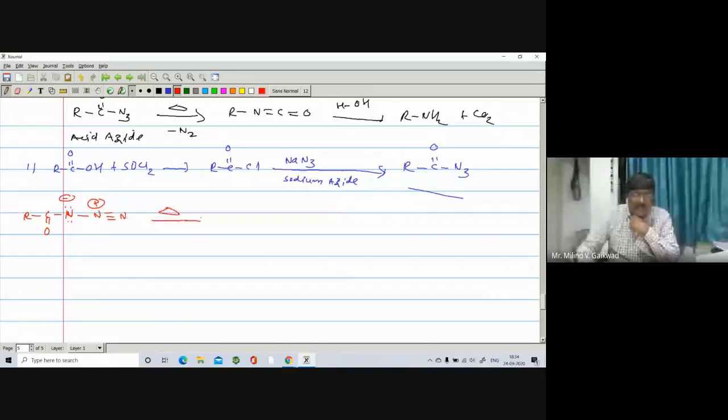then what happens? In this case, the sigma bond is opened on the nitrogen, and there is a removal of nitrogen gas. This nitrogen becomes positive, meaning there is a neutralization of the positive and the negative. So R along with its electron pair, meaning R negative, will attack this N, which is positive. So firstly there is the formation of a nitrene. As soon as this is open, there is a neutralization of the positive, so this negative and this positive get neutralized.